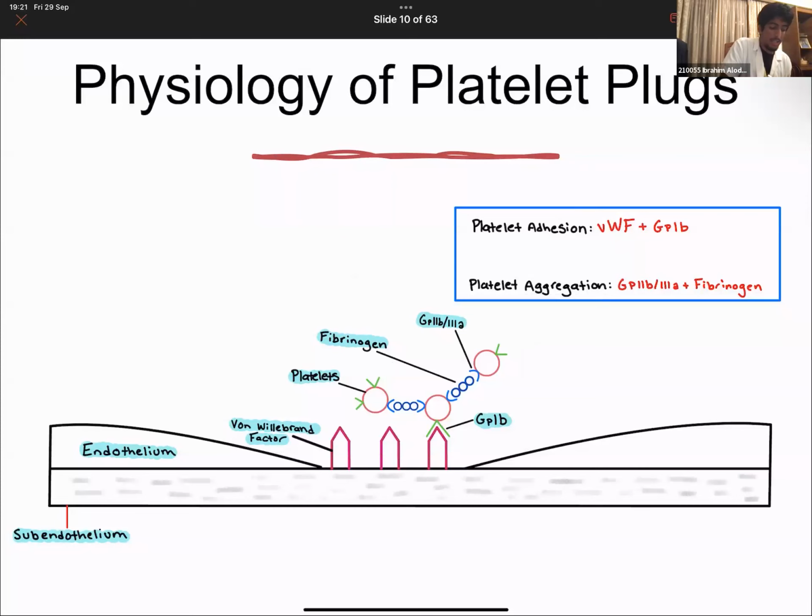So the main idea here, I'm going to clear the pen. The main idea here is that in order for platelet adhesion to happen, you need von Willebrand factor and GP1B. In order for the aggregation of platelets, you're going to need GP2B3A and fibrinogen. Do you guys get that?